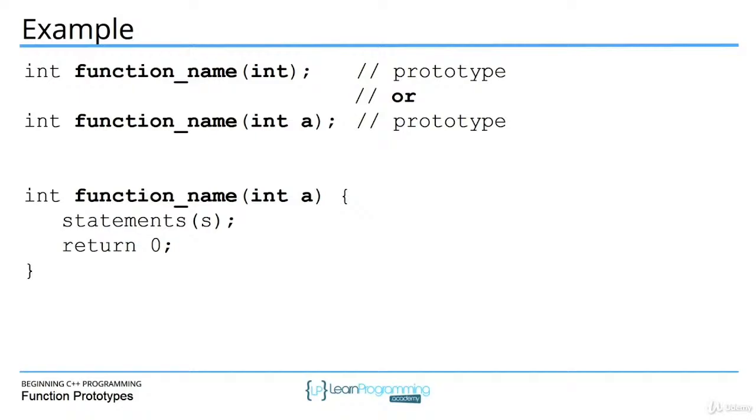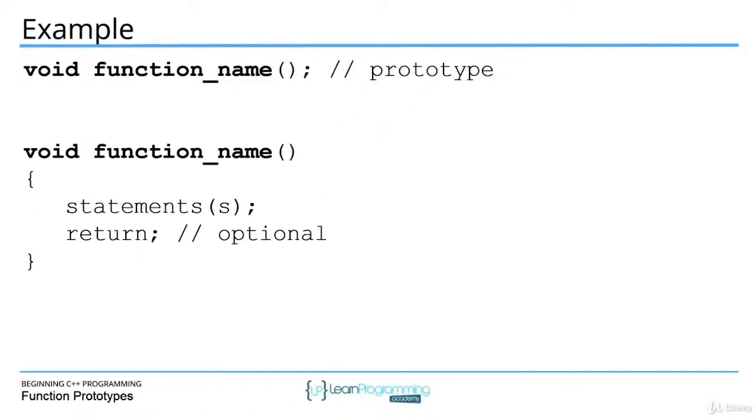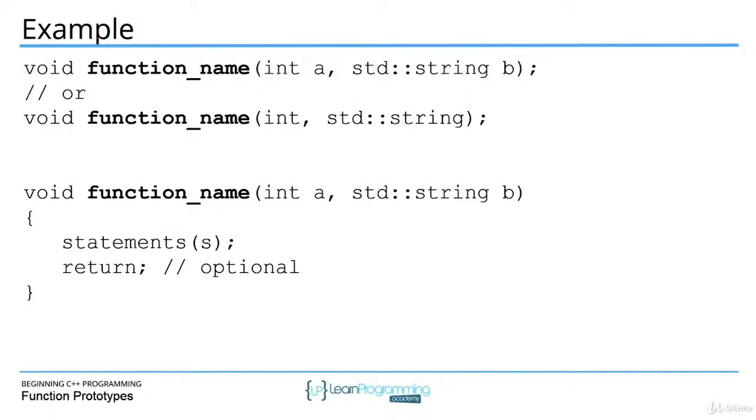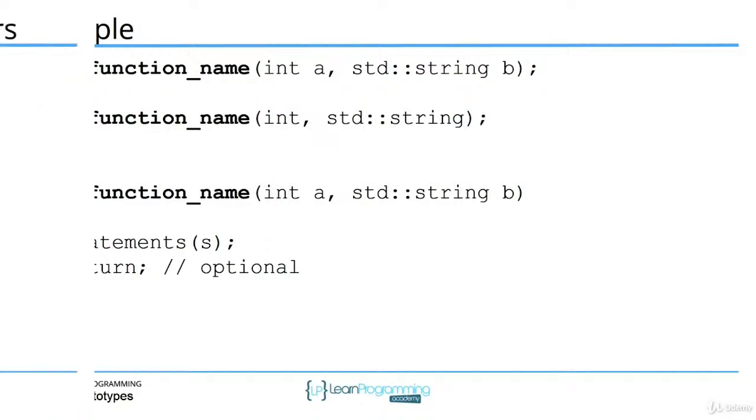Let's see another example. In this example, we have a function that returns nothing when called. So the function prototype must include the void keyword prior to the function name, just like the function definition does. In this case, the function expects two parameters, an integer and a standard string. So either one of these function prototypes in the slide is valid. In one case, we provide the parameter types and names, and in the other, only the parameter types.